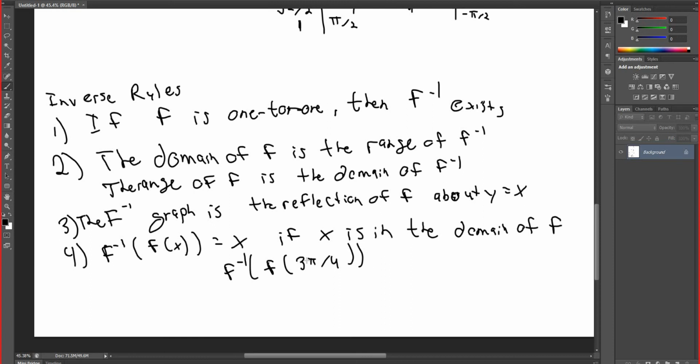So I'd have to find the reference angle for 3 pi over 4, which we're going to look at in a moment, so we'll worry about that when we get there.